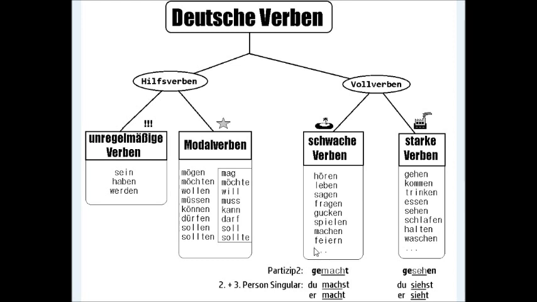You can take the stem of those verbs, and with it you have all the information you need to create every grammatical variation of it. For example, this is the past participle of the weak verb machen, gemacht. You take ge, add the stem, mach, and add the ending t, and then you have it.